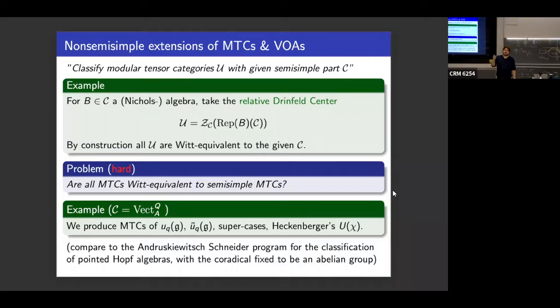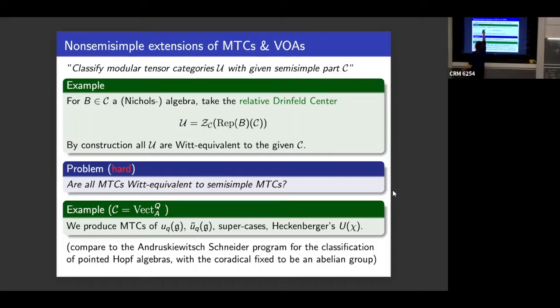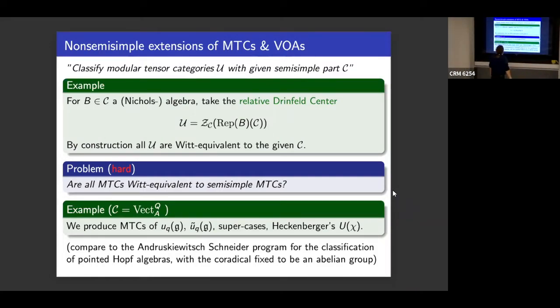So suppose I give you a semi-simple part, what are the modular tensor categories that can have the semi-simple part? And of course, it's not clear what I mean with semi-simple part. I hope it's a little bit clearer now. One example of what I mean is, let B be a Nichols algebra. It doesn't have to be a Nichols algebra, but that's the idea in mind. Because it's a nilpotent algebra that you can take.